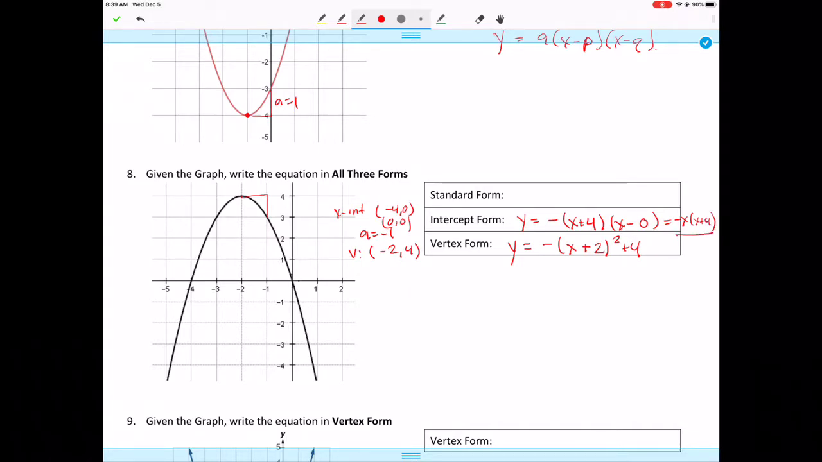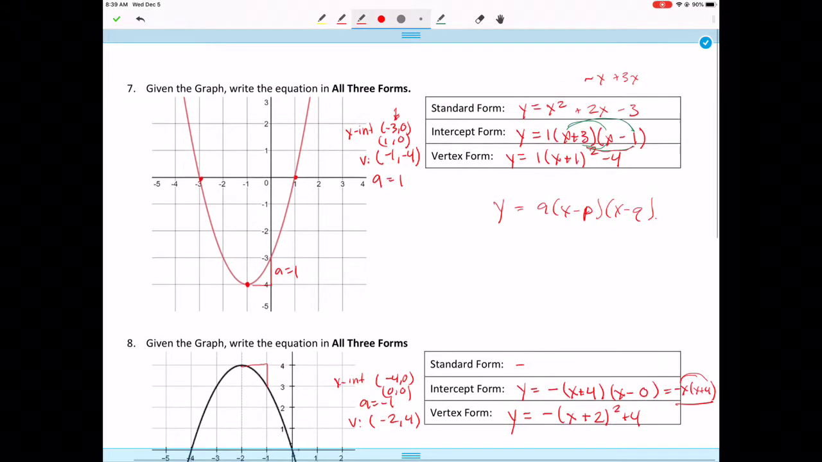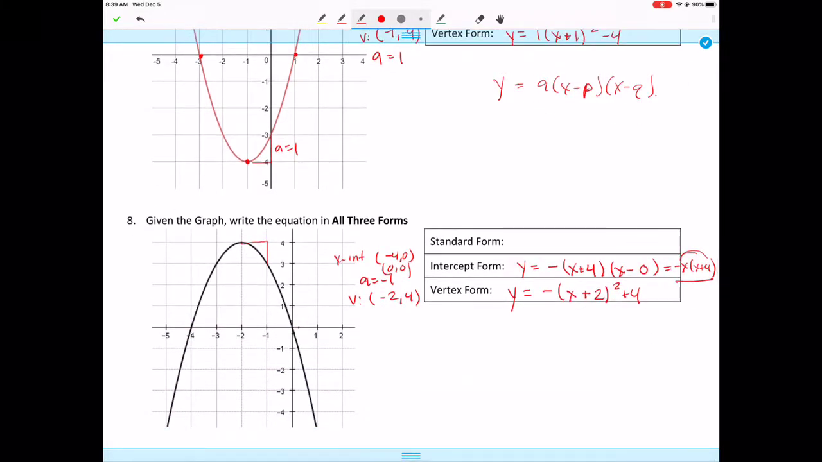And then standard form, we would just distribute that negative x to the other two. So that'd be negative, I guess I should write y equals. Don't forget to write the y, otherwise it's not an equation. Y equals negative x squared minus 4x. Okay, so we just distributed that negative x over to these two terms.